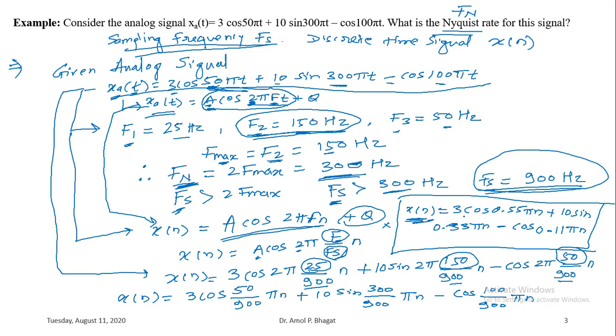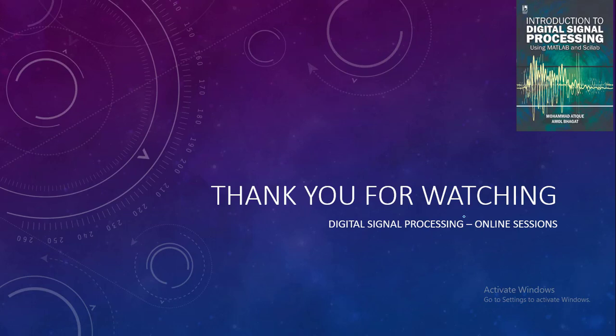So likewise you can solve the given problems to identify the Nyquist rate, sampling frequency, and the discrete time signal x of n. So in this session we have seen how to identify the Nyquist rate from the given analog signal, that is Fn. Similarly, we are trying to identify the sampling frequency Fs and the discrete time signal x of n from the given analog signal x of t.